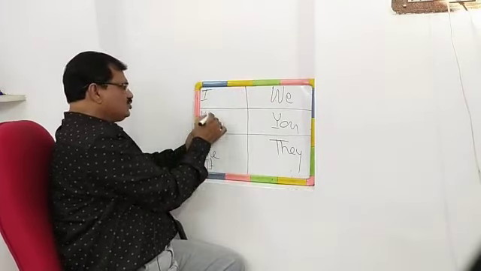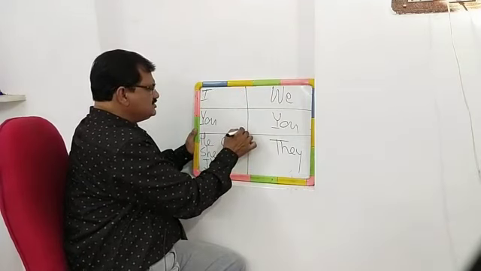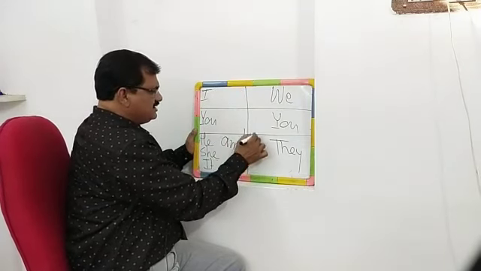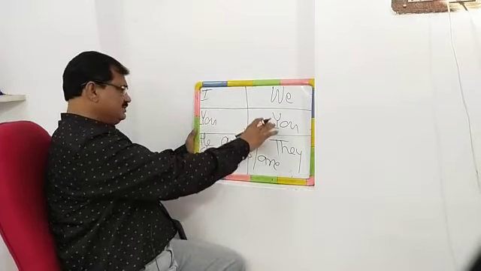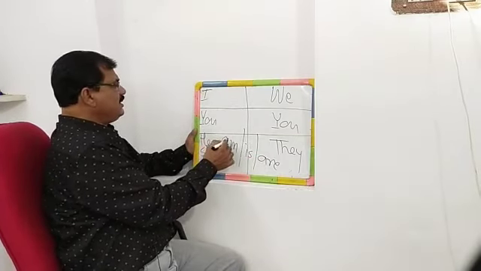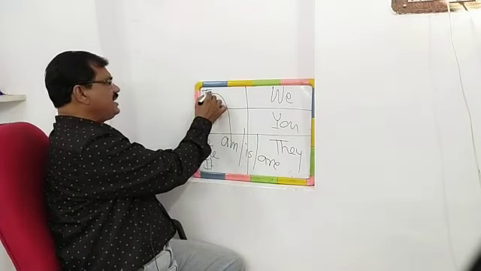So we want to use am, is, are. Suppose we want to use am, is, are, how do we use them along with the personal pronouns? So am is always used in front of I.